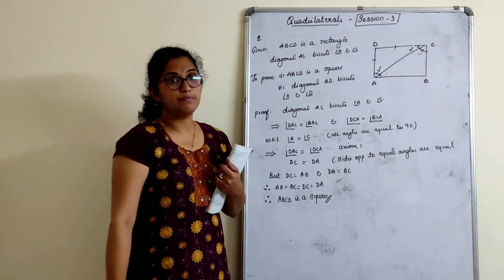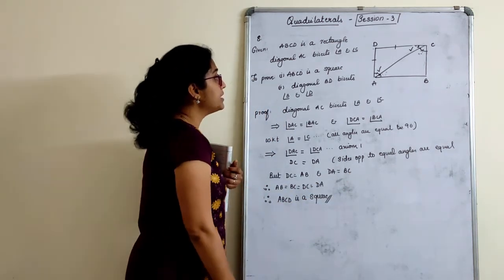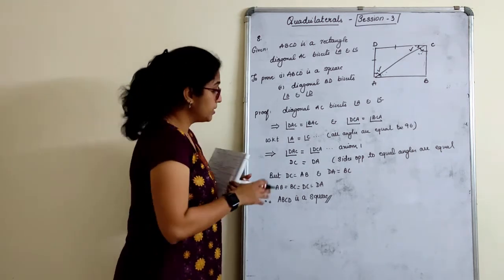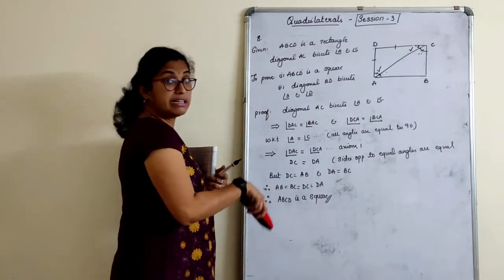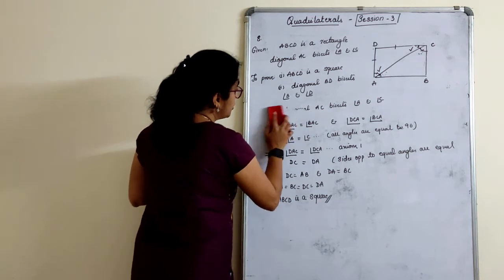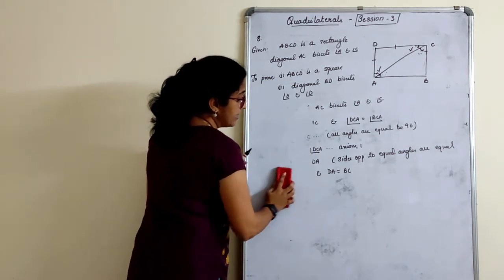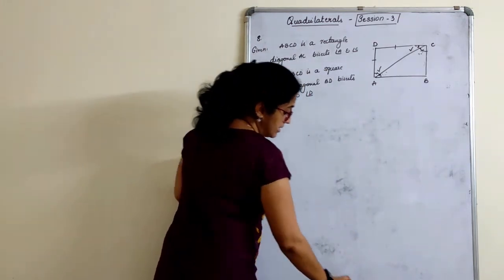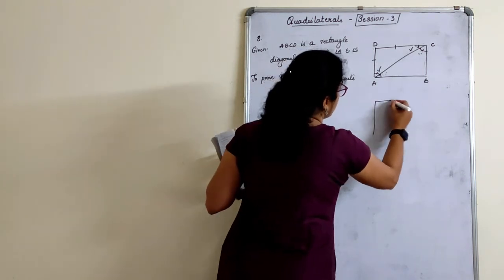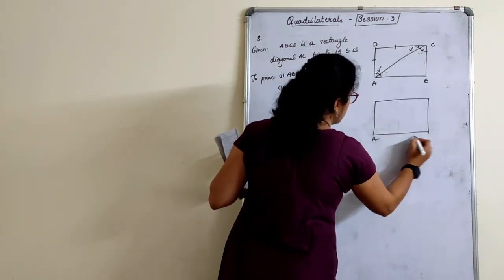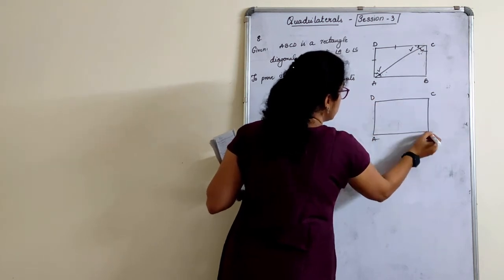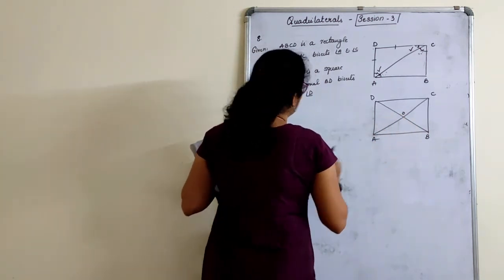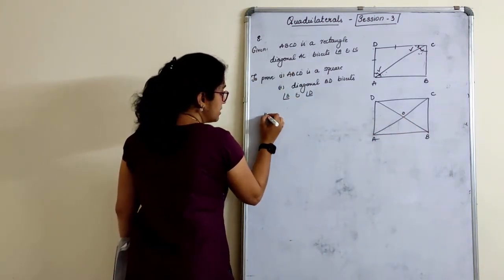The first part I have already proved here. Now the second part I have to prove is that diagonal BD bisects angle B as well as angle D. So I'll rub this out, children, because I require some space. I will redraw the figure once again to prove that diagonal BD bisects angle B as well as angle D. Once again we will draw A, B, C, D. So diagonal BD, and I want AC also along with that. O.